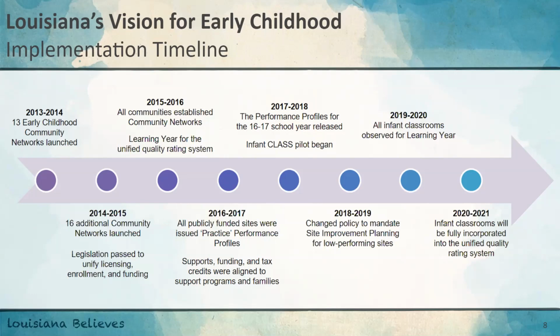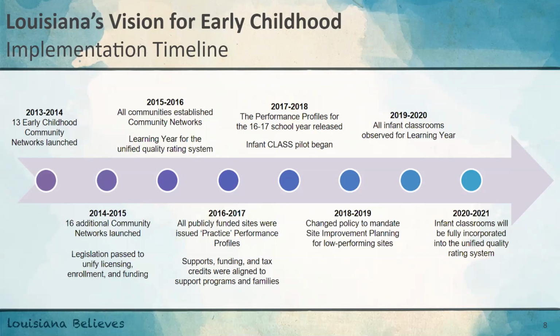And supports, funding, and tax credits were aligned to the unified quality rating system. In 2017, 2018, the first official performance profiles were released for sites based on the 2016, 2017 observations. And we also in that year started our infant class pilot. In 2018, 2019, policy was changed to mandate site improvement planning for low performing sites. So now any site scoring below 3.75 on the Unified Quality Rating System is required to participate in a mandatory year-long site improvement planning process.